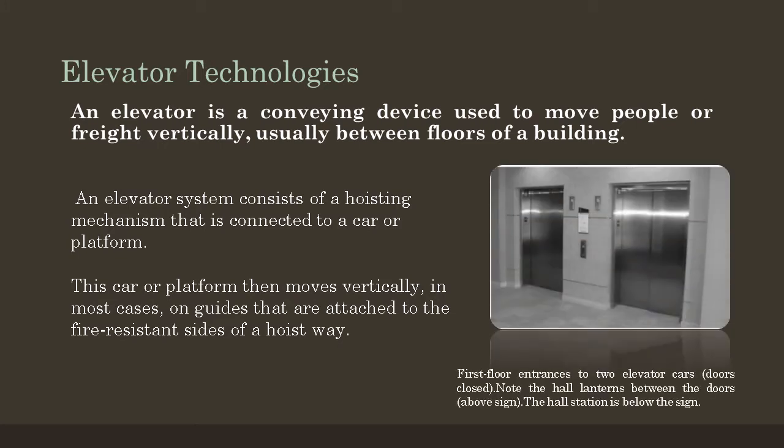An elevator system consists of a hoisting mechanism that is connected to a car or platform. This car or platform then moves vertically, in most cases, on guides that are attached to the fire-resistant sides of a hoistway. So in this image, we can see a first floor entrance to two elevator cars.